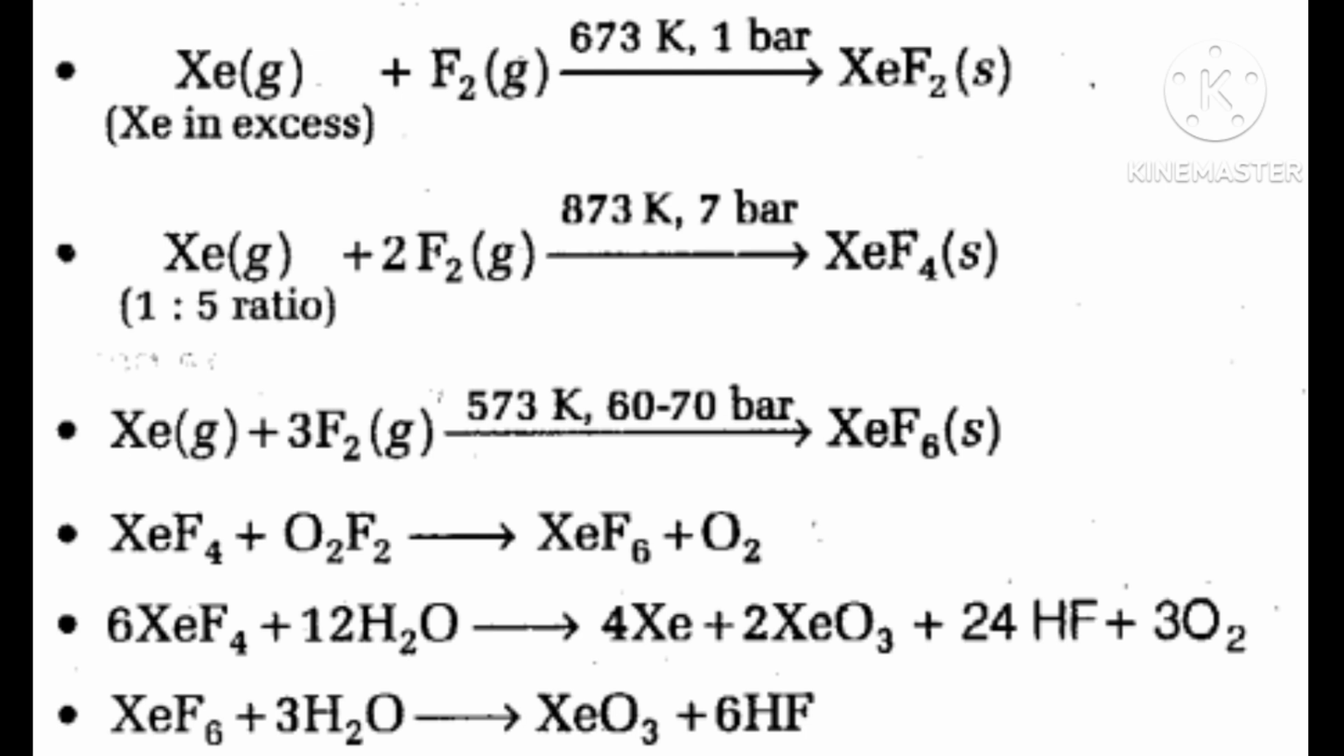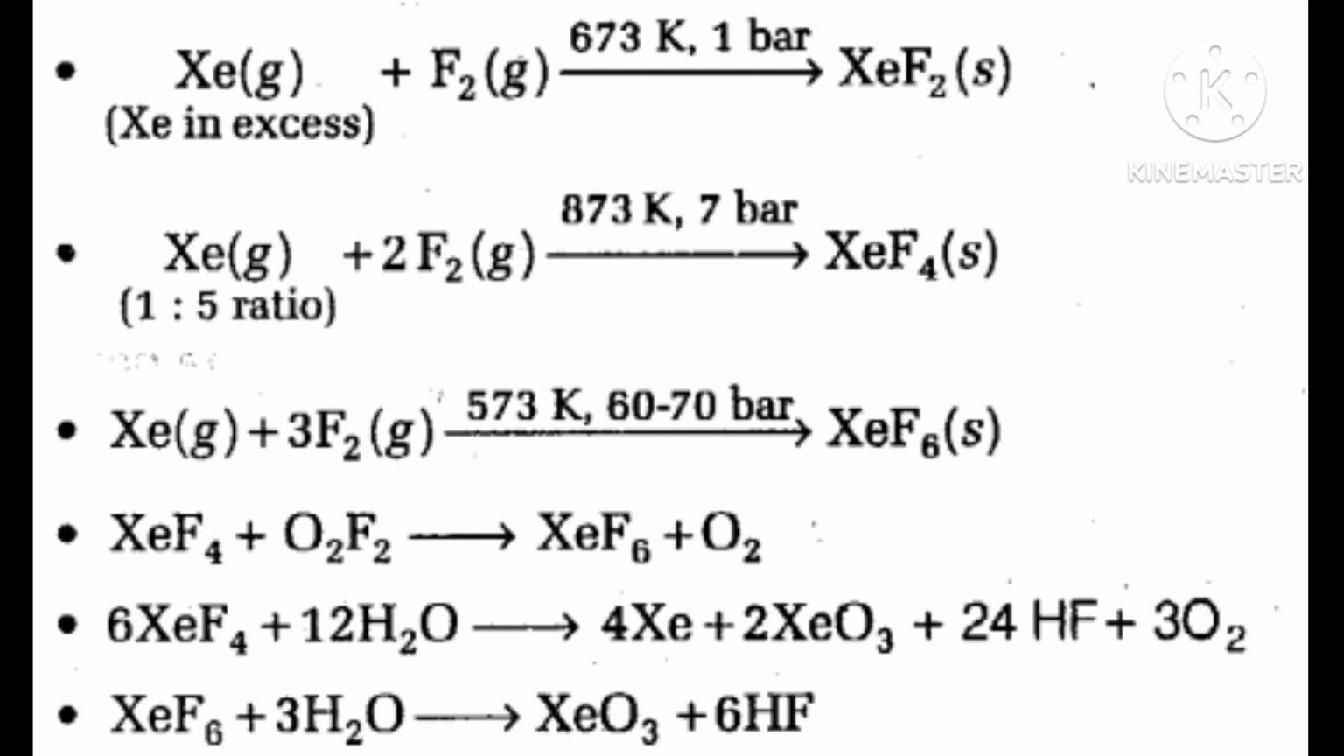If you take xenon in excess and fluorine a little less, xenon plus fluorine, here xenon is in excess, at a temperature of 673 Kelvin and pressure of 1 bar, then solid xenon difluoride is formed, Xe plus F2 gives XeF2. Similarly, if you take xenon and fluorine in a 1:5 ratio, then xenon tetrafluoride solid is formed. All three are solid, don't forget. Xe plus 2F2.